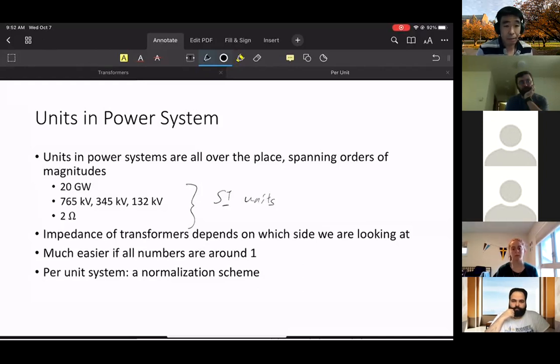So we basically want the per unit system as just a normalization scheme. Just how we normalize things. We have a bunch of different voltage values, a bunch of generation values, a bunch of impedance values. How do I normalize them so the numbers are all in a reasonable magnitude? They're not too big or too small.